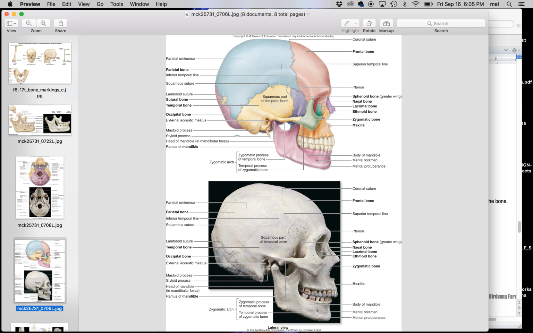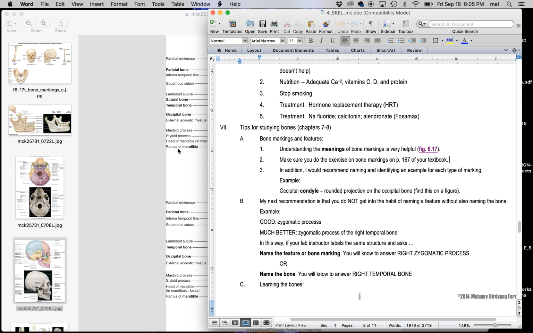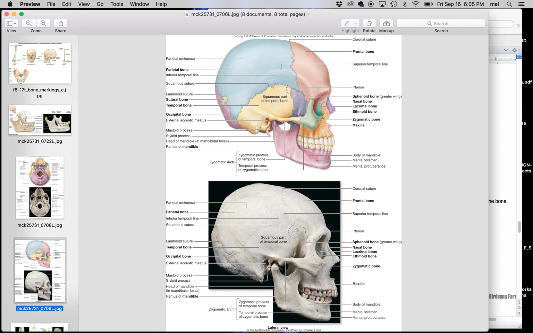So it forces you to not just know the feature, but also know the bone. Because although it may seem like a trick question now, I promise you it's actually not. A lab instructor or anybody else could actually put a tag right here, and instead of what you expect, which is name the mastoid process or name this feature, they could ask you name the bone. And if you put mastoid process, you would get it incorrect because the bone is actually the right temporal bone.